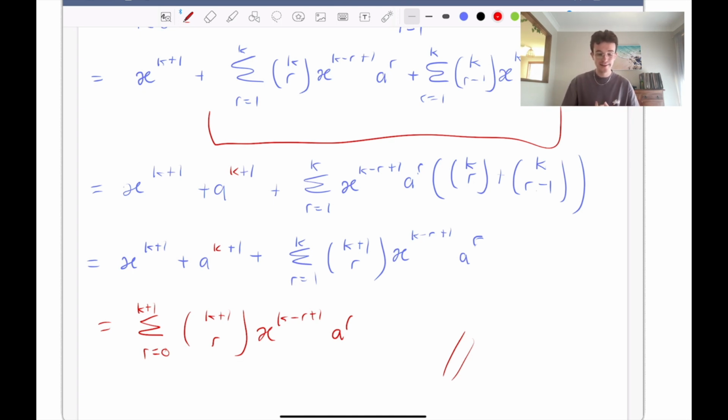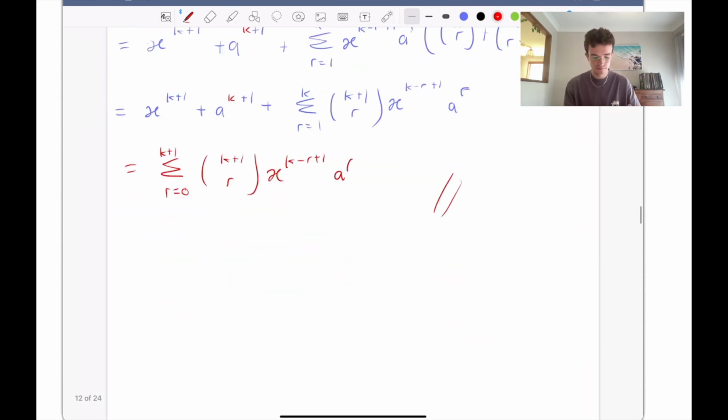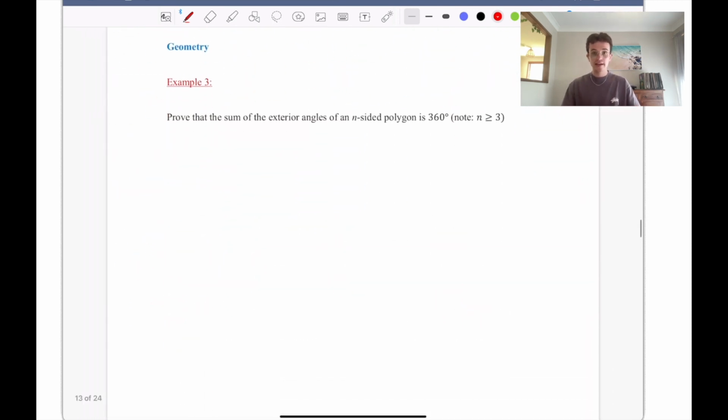That's probably hopefully as hard as induction can get, those probability ones. In saying that, let's change it all completely, flip it all on its head and do something called induction in geometry, or deductive proofs involving geometry and induction. So we've got to prove that the sum of the exterior angles of an n-sided polygon is 360 degrees.